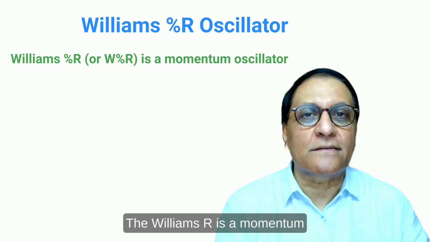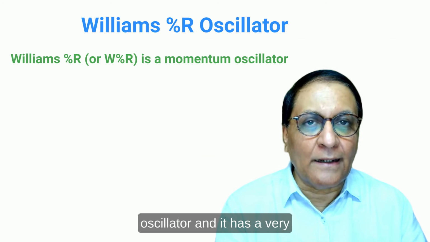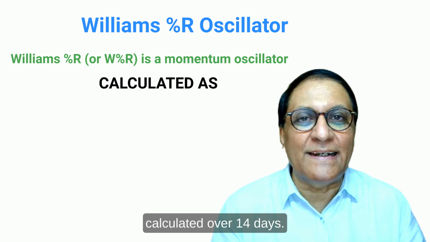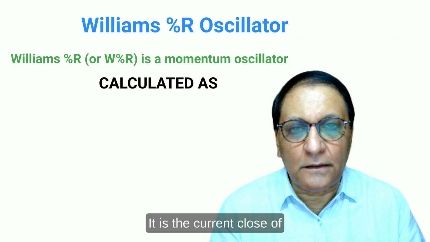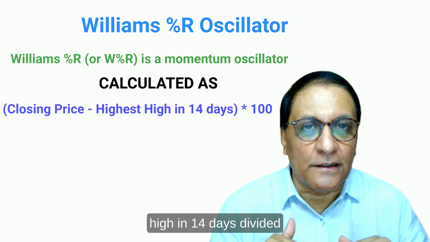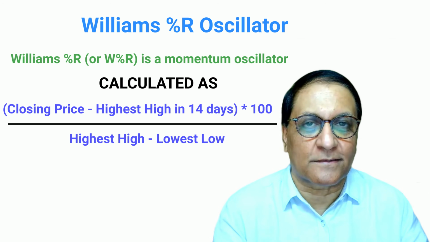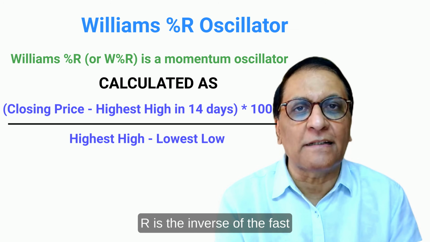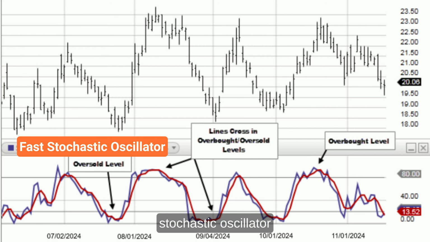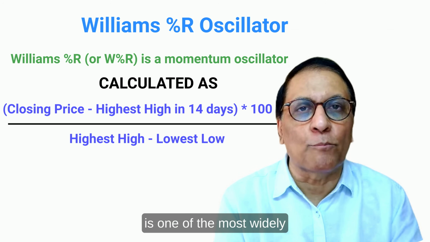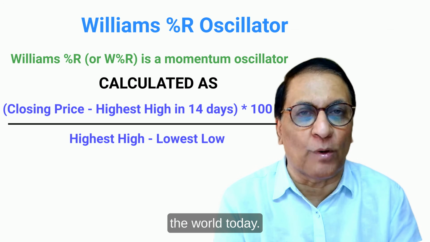The Williams R is a momentum oscillator and it has a very basic formula. Normally calculated over 14 days, it is the current close of any candle minus the highest high in 14 days divided by the range in the 14 days. Based on this definition, it is clear that the Williams R is the inverse of the Fast Stochastic Oscillator formulated by George Lane, which forms the basis of the stochastic oscillator, one of the most widely used momentum indicators in the world today.